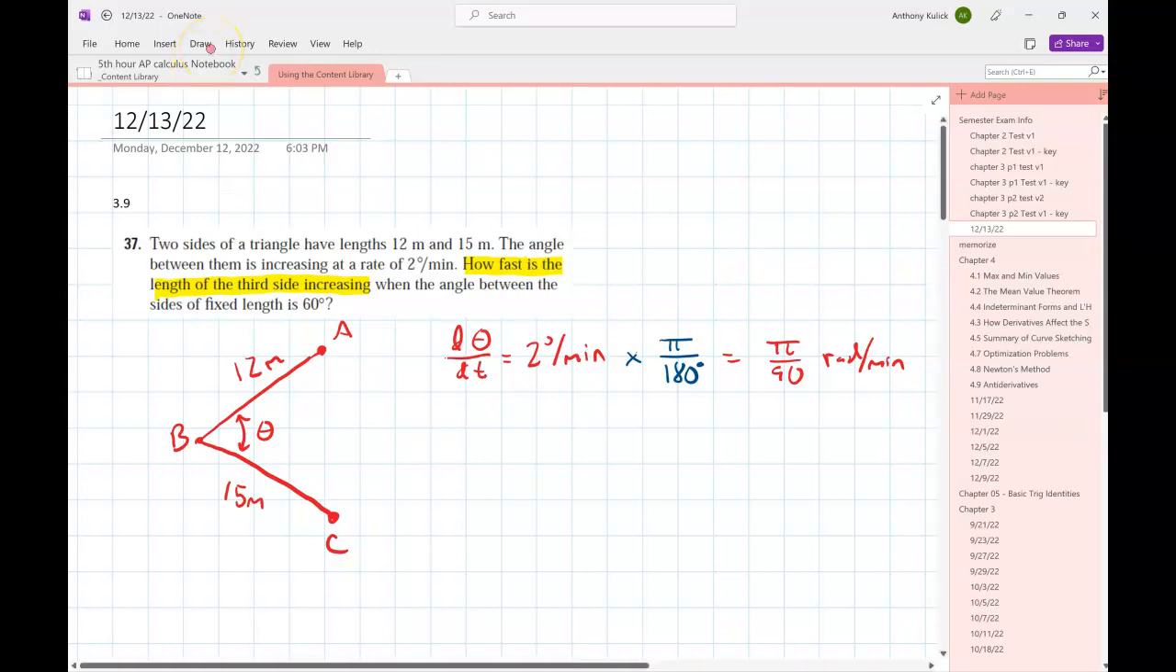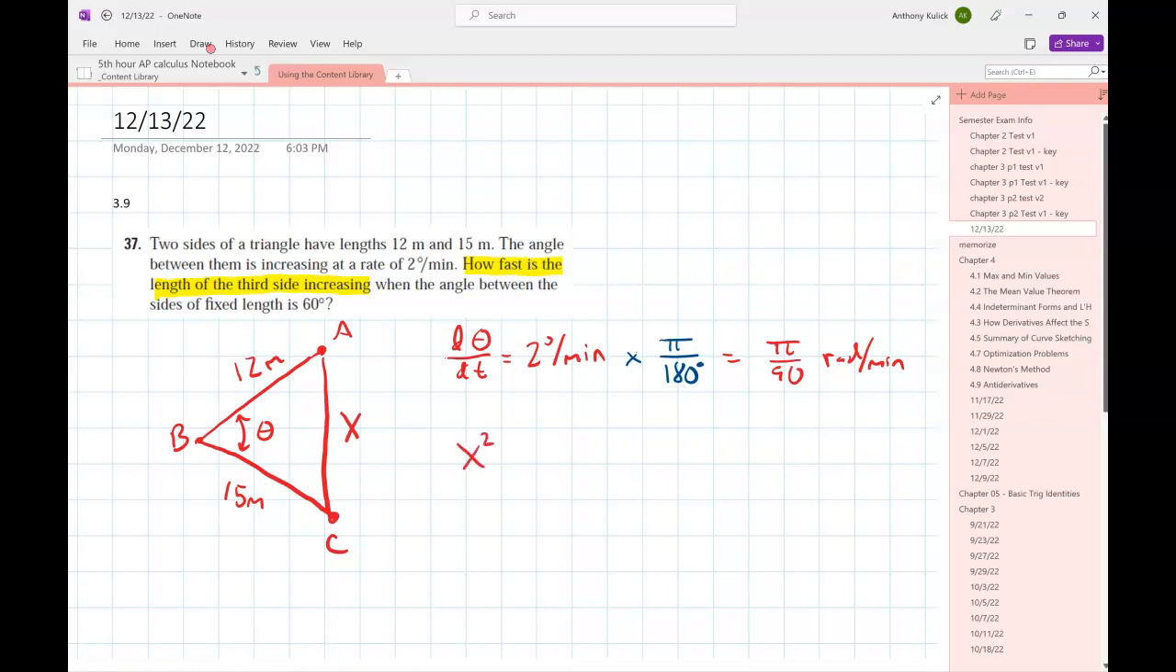Okay, so now I need an equation here that's going to relate the side AB, the side BC, this angle theta, and the length of this third side. I'm going to call that length x. So notice that this is not a right triangle. There's no reason we would need to assume that. In fact, if it is a right triangle at one point, it's not going to stay that way because that angle is increasing. So what I'm going to use is a way to relate those three quantities together in a non-right triangle sense. I'm going to use the law of cosines.